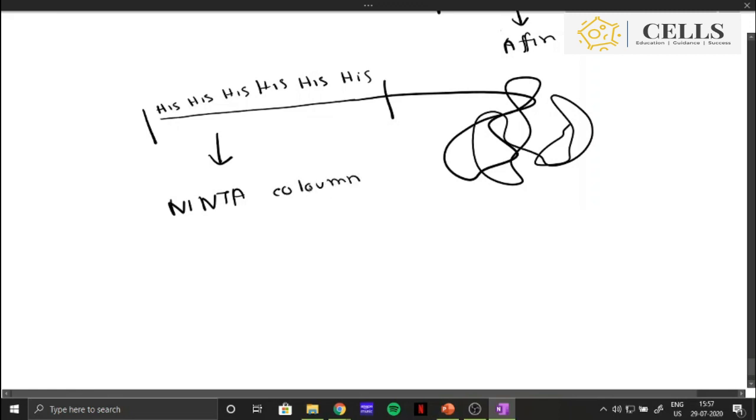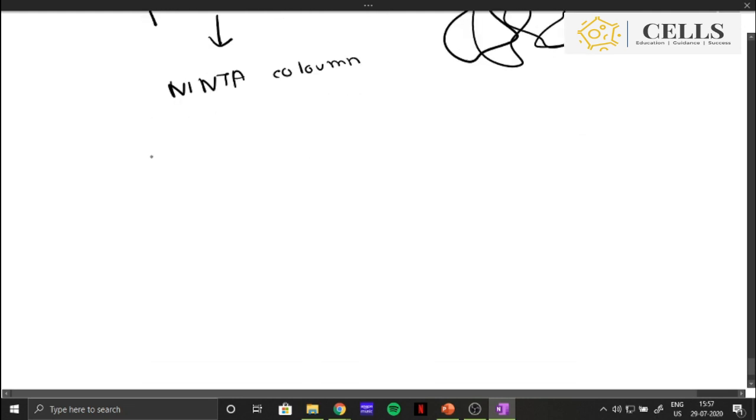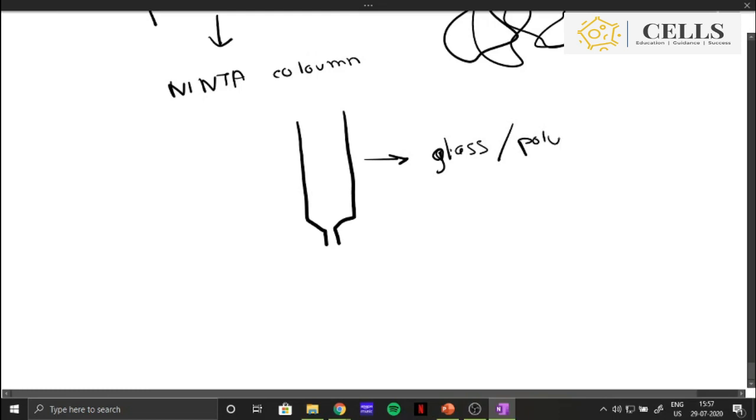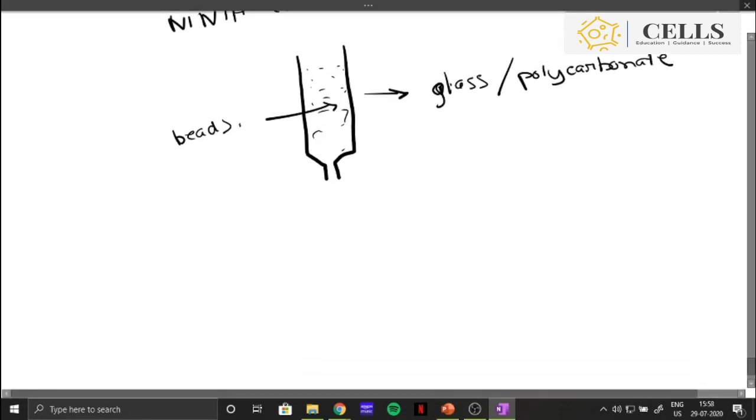What is a column, by the way? Okay, a column is made of glass, or it is made of polycarbonate. This is not very important. Inside the column you have beads and everything. Inside the column you have beads, and you put the supernatant through it.